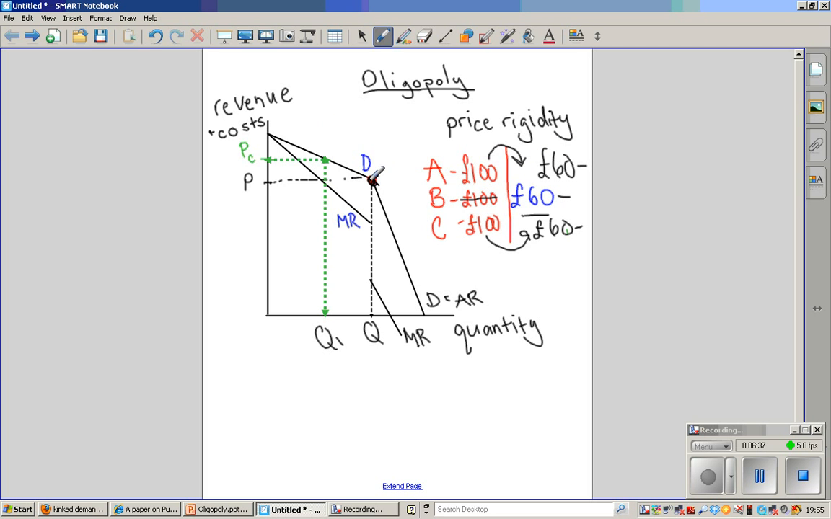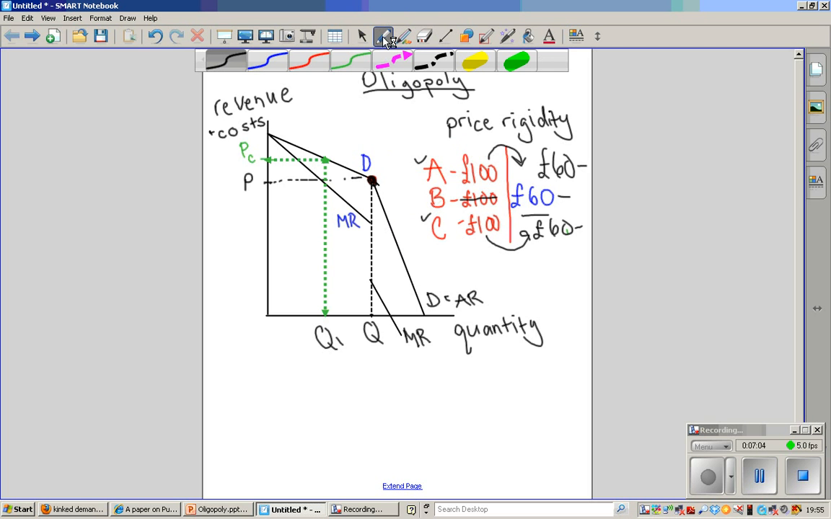And that happens anywhere below this price level here. Right? Because above that, feel free to increase your prices because you're going to lose a lot of customers. Below this price, if you're going to drop your price, then you're going to get everyone else. So rather than let you get everyone else, we're going to do the same thing. So you won't see that significant of an increase in customers if you decrease your price because we, as in B, A, and C, are going to do the exact same thing.